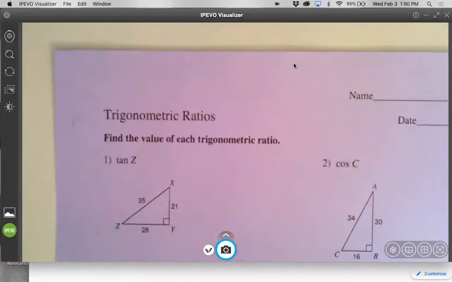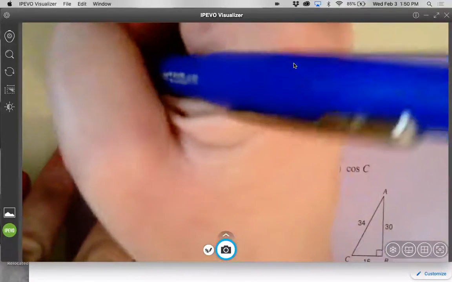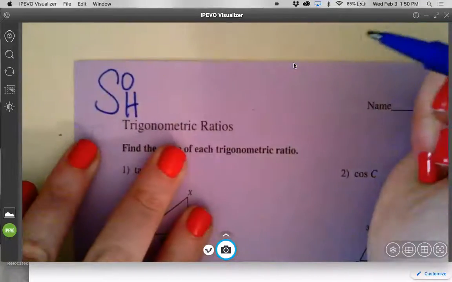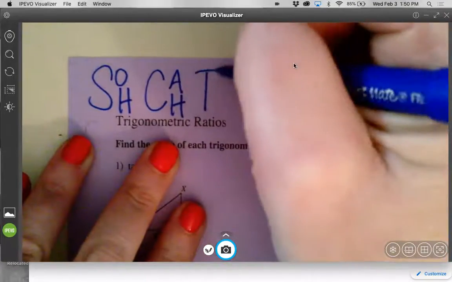All right. So we're going to start by writing the most important part of trig that you need to remember, and that is SOHCAHTOA, S-O-H. Stack them up like that. That's SOHCAHTOA, T-O-A.